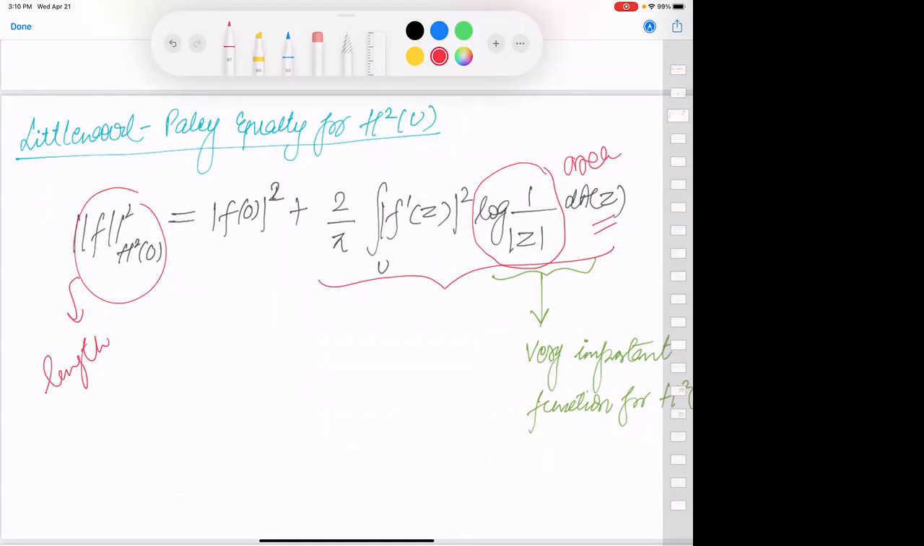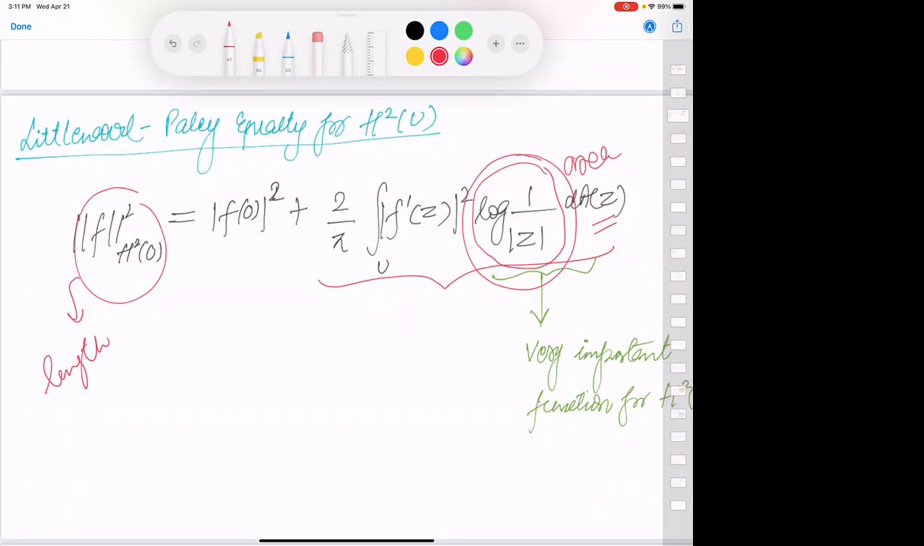Then I realized that this particular function, which I am encircling now, log of 1 over z, is quite important. Why is it important? Because it is used in the Nevanlinna counting function for Hardy space. I'm going to talk more about this Nevanlinna counting function in a little while.